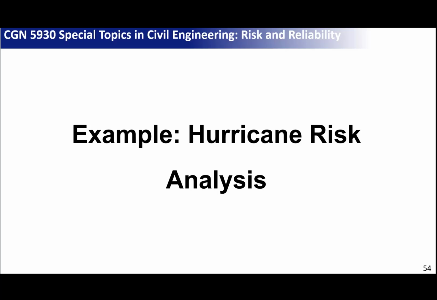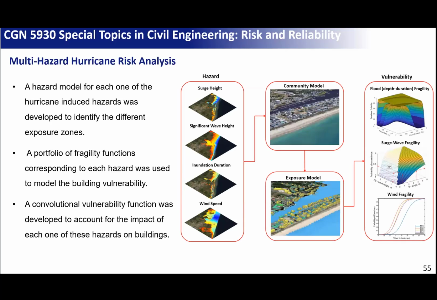The story here is the hazard intensity of these 3 main hazards: the wind speed, the surge height, and the significant wave height. Okay, we developed a multi-hazard model that takes all these hazard intensities, like what we did with flooding, but now with hurricanes. We developed a hazard map for the surge, a hazard map for the wave, and a hazard map for the surge duration, or the inundation duration, because if the water stays for a long time, it's going to cause more damage. So we included the duration as well, and also the wind speed.